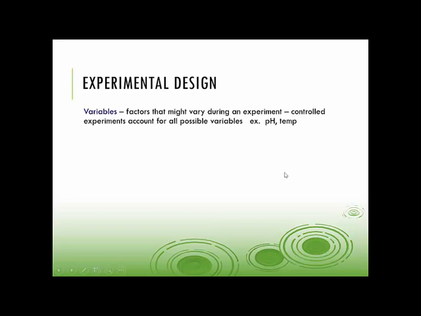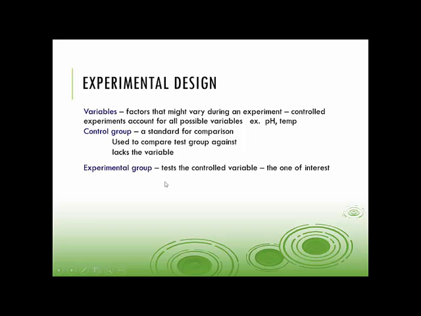So let's look at experimental design. Variables, what are they? They are factors that may vary during an experiment. There's two types, an independent and a dependent variable. Independent variables are things that you change. Dependent variables are data that are collected based on the experiment you conducted. A control group is that which is a standard used for comparison. Experimental group tests the control variable.